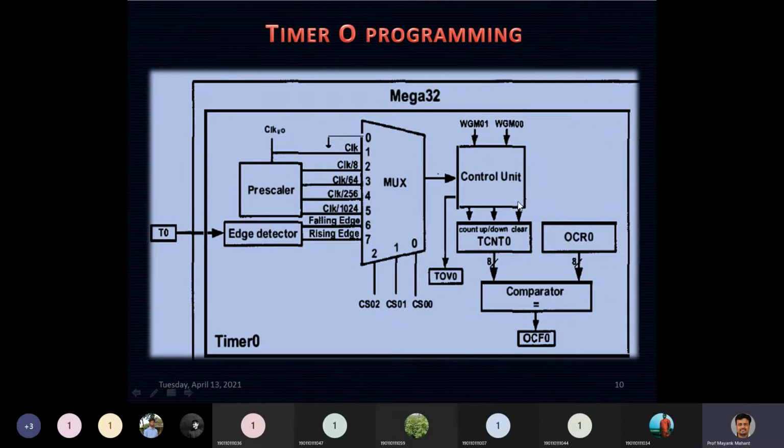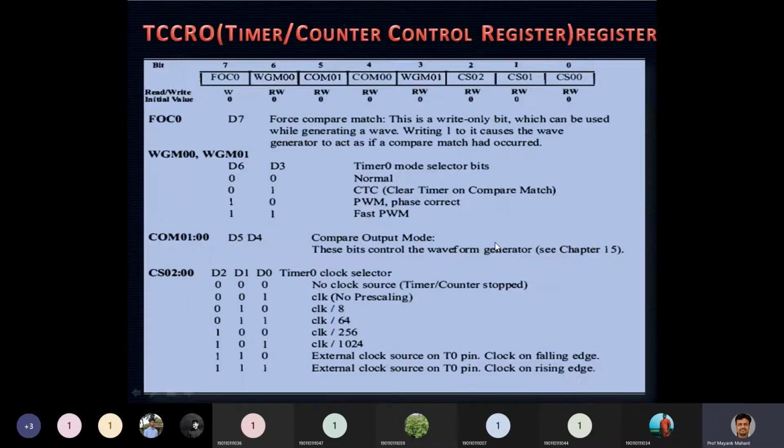There is a control unit, and there are so many bits associated with it. We have also discussed these bits which are available in your TCCR0 register, where we have many bits which will help us configure our timer either in timer mode or counter mode, or normal mode or CTC mode.